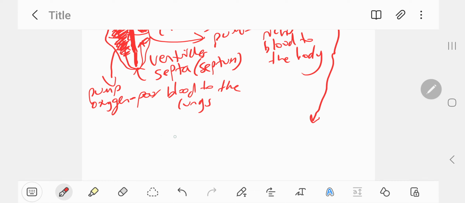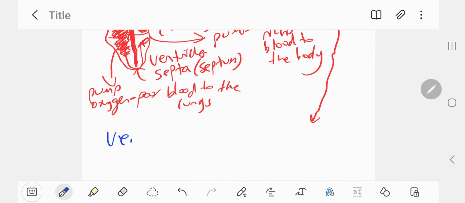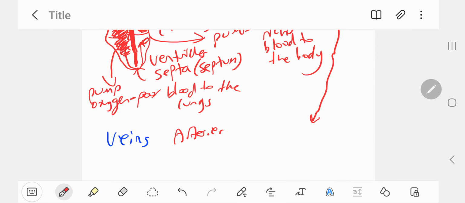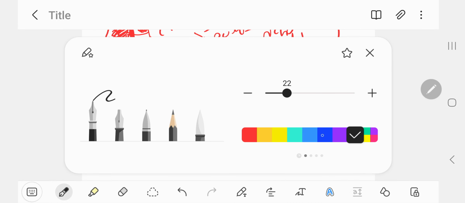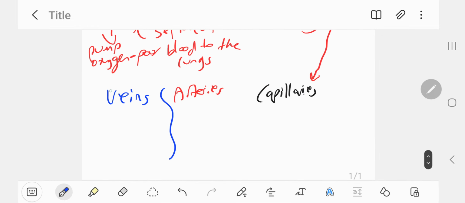Blood vessels. There are three types of blood vessels. You've got veins. Let me use a different color for veins. Veins. You've got arteries, and you've got capillaries. So veins, the reason why I've used blue is because veins actually carry what's called deoxygenated blood. This is blood that's got a lack of oxygen.